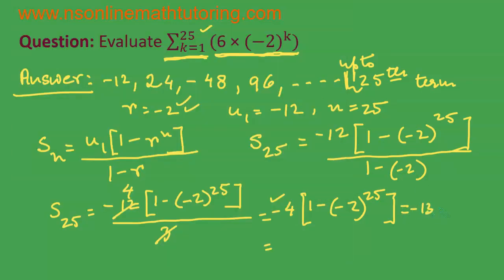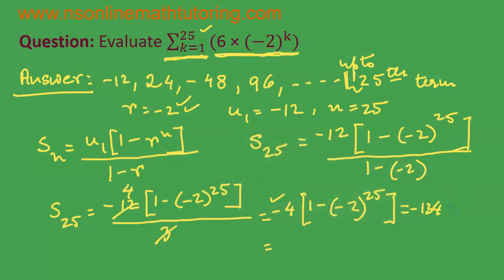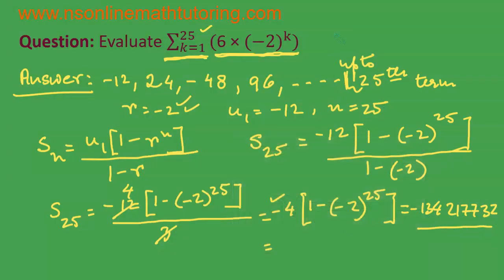Let me again see the thing. Negative 134,217,732. Okay. So this is our answer. We may write it over here: negative 134,217,732. This is our answer.